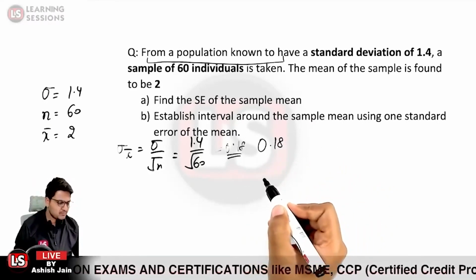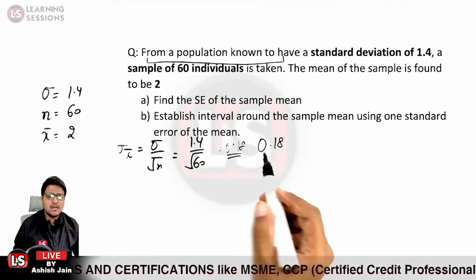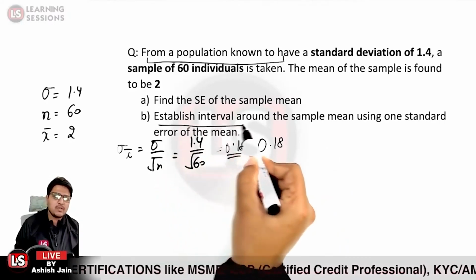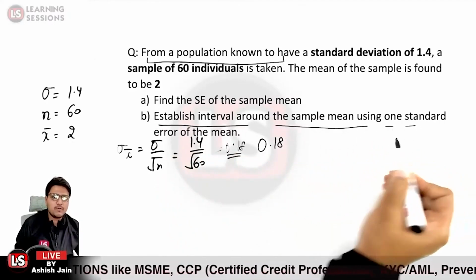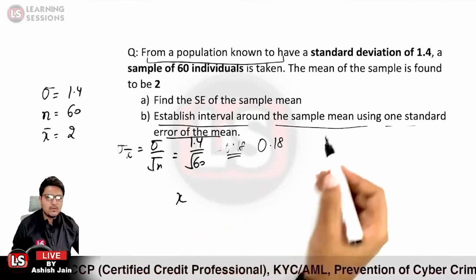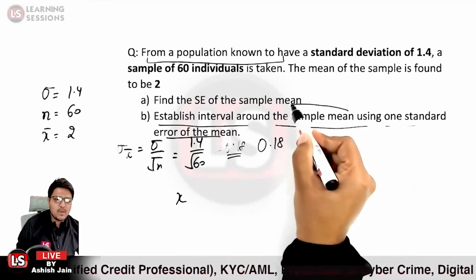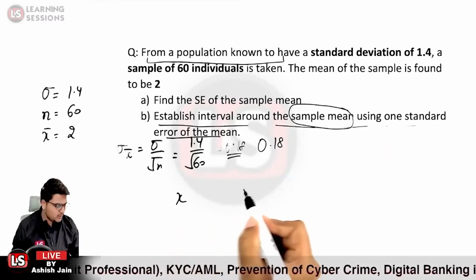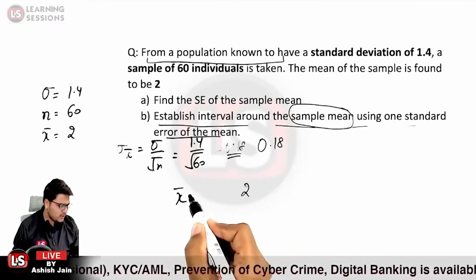Okay. And further, what does it say? Establish an interval around the sample mean using one standard error of the mean. That is what we need to calculate. First of all, around the sample mean itself, which is given to be 2. So x bar is given to be 2.